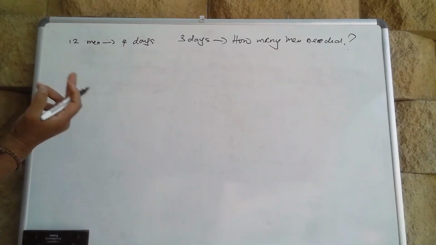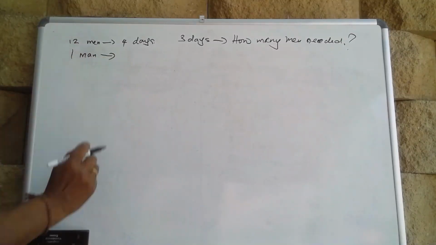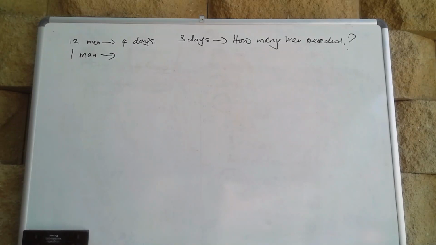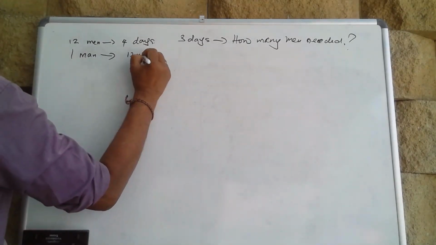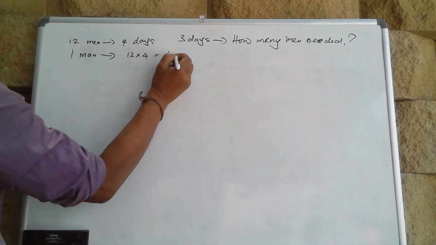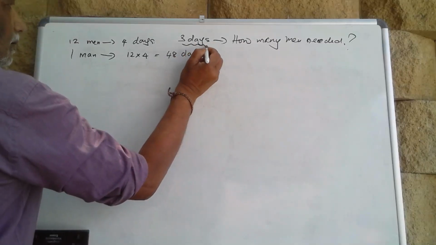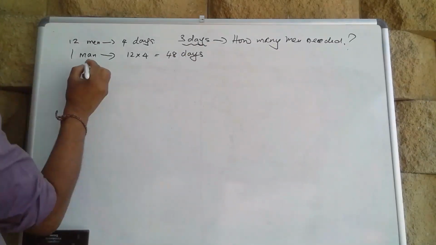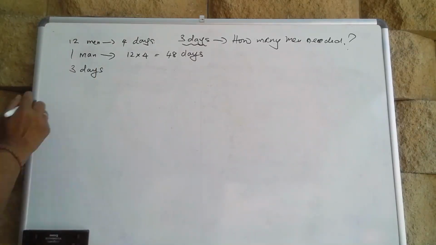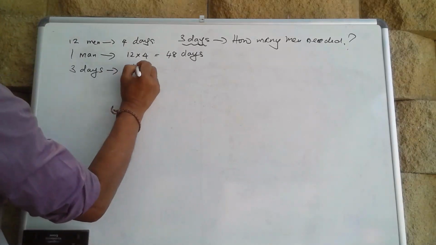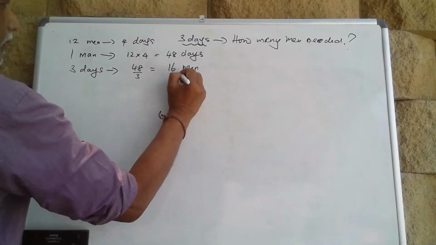just assume one person, for example, one man, it's going to take definitely longer than 4 days. So to work out the one man, you have to multiply 12 times 4. That's going to take 48 days for one person. But we want to finish in 3 days. So to finish in 3 days, we need 48 divided by 3. That's going to be 16 men. That's the answer for the first question.